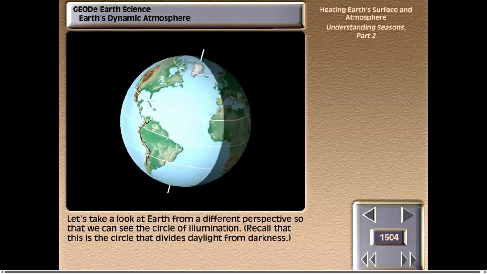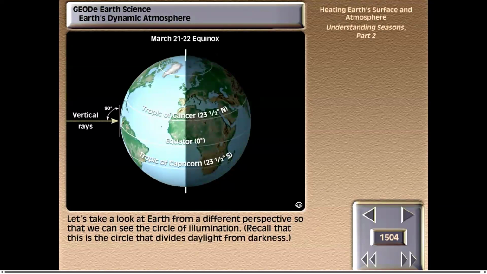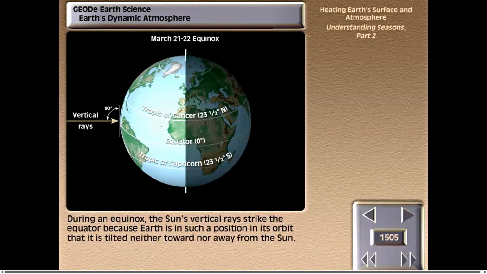Let's take a look at Earth from a different perspective so that we can see the circle of illumination. During an equinox, the sun's vertical rays strike the equator because Earth is in such a position in its orbit that it is tilted neither toward nor away from the sun.